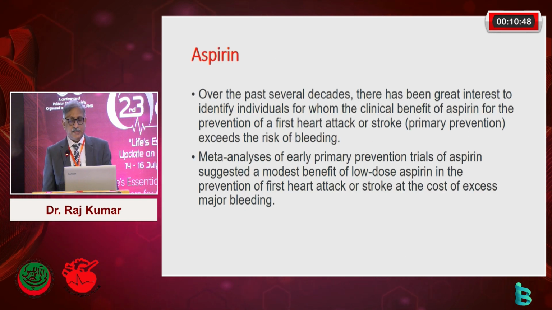Over the past several decades, there has been great interest in identifying individuals for whom the clinical benefit of aspirin for the prevention of a first heart attack or stroke, that is primary prevention, exceeds the risk of bleeding. Meta-analysis of early primary prevention trials of aspirin suggested a modest benefit of low-dose aspirin in the prevention of first heart attack or stroke at the cost of excessive major bleeding. Professor Mansoor Saab is not here. He was saying in the morning that those patients who are continuously taking low-dose aspirin should have their hemoglobin monitored after one year, and their stool DR must be checked for bleeding.